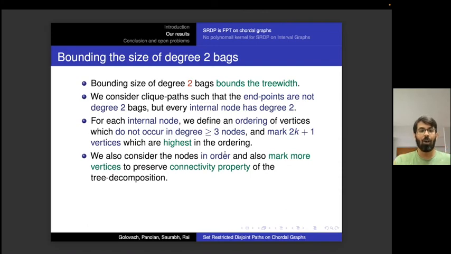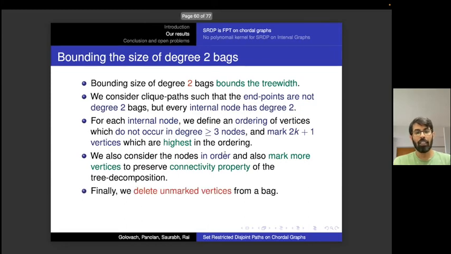And again, because of some technical reasons, we have to consider the nodes in order. So either from right to left or left to right, we have to traverse this path of degree 2 nodes or bags. And in that order, we need to mark these vertices. We need to mark some more vertices to preserve the connectivity property of the tree decomposition, because after this, we want the marked vertices to remain in the graph, and we want them to satisfy the connectivity property of the tree decomposition. So we need to mark some additional vertices also in addition to these 2k plus 1 vertices.